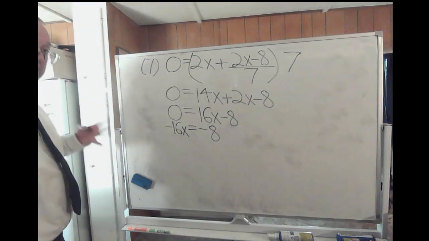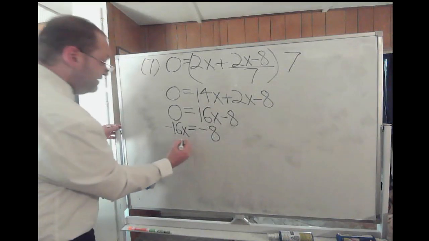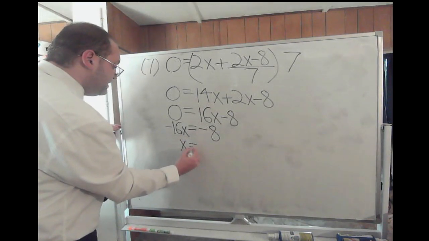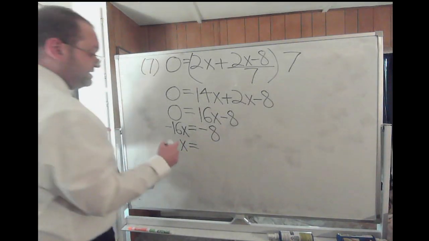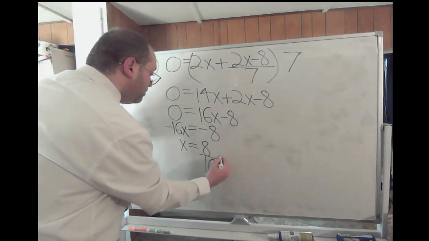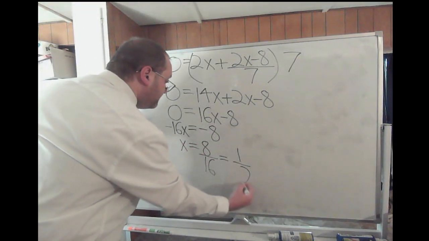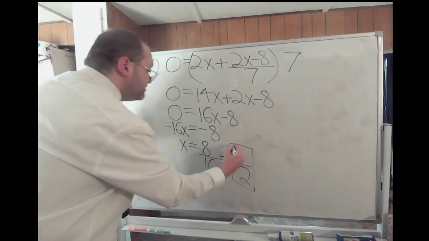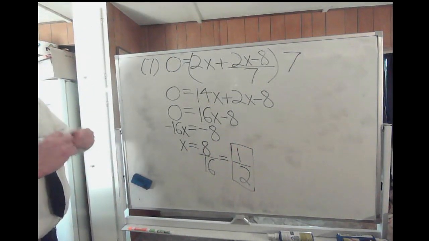You divide both sides by negative 16. The left side just goes to positive x. The right side, you would have positive 8 over 16, or just simply 1/2. So the answer you should get for this one would be 1/2.